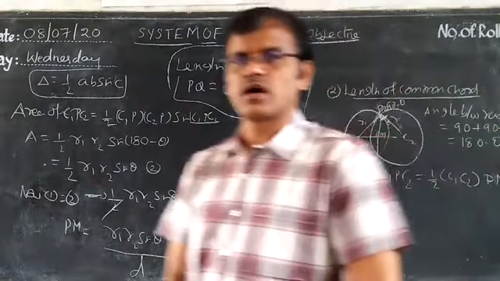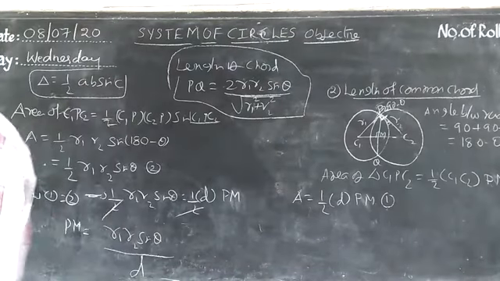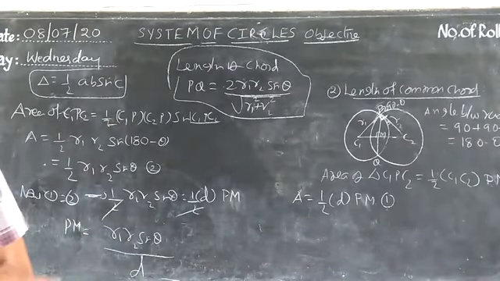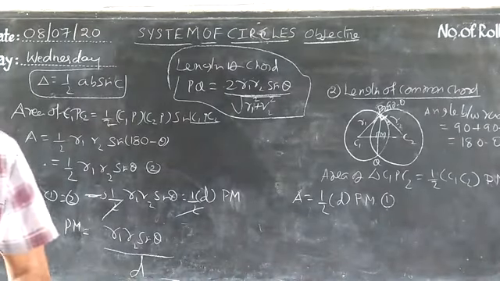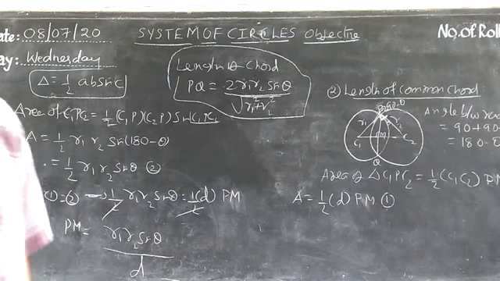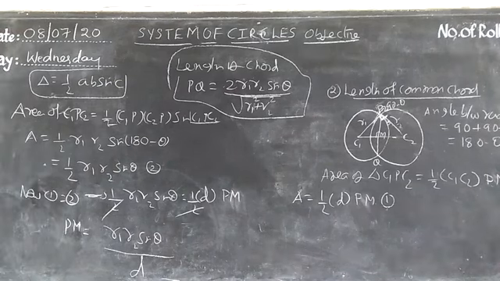This is an important MCET bit, students. Don't forget this one. Length of chord PQ is equal to 2 R1 R2 sin theta by root of R1 square plus R2 square.